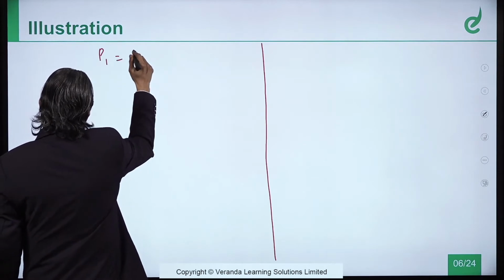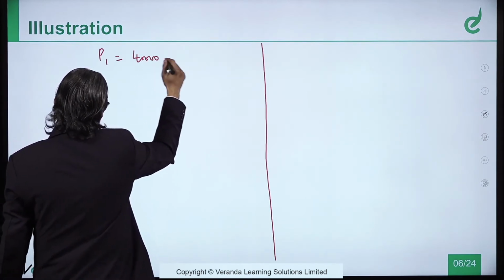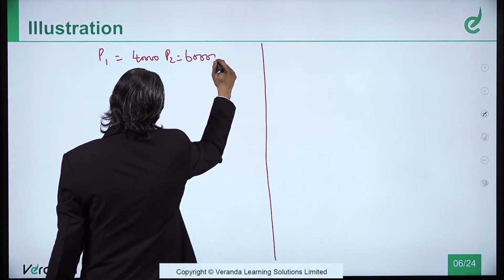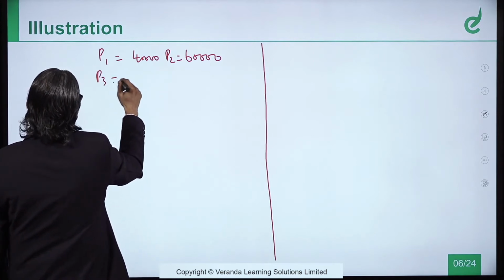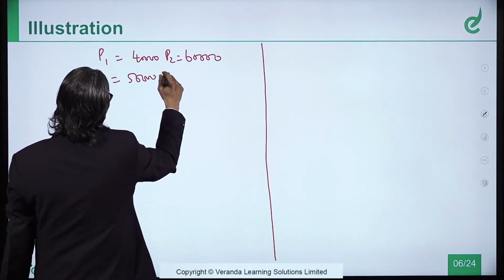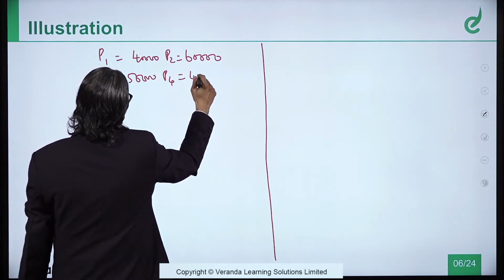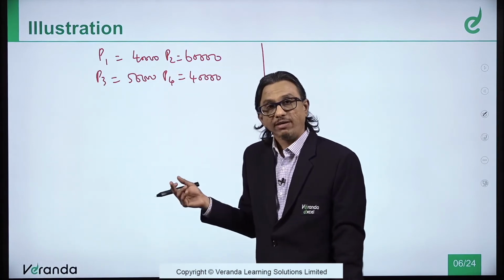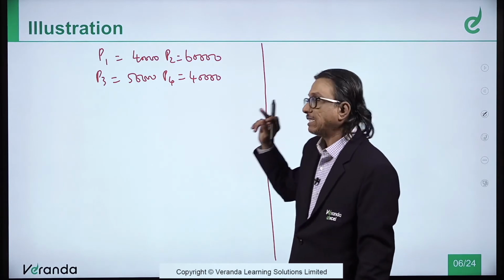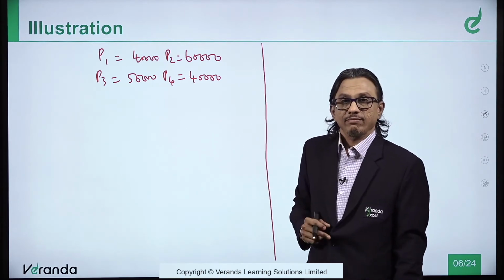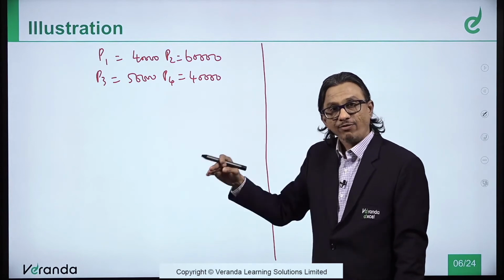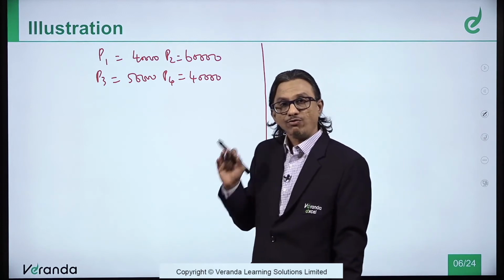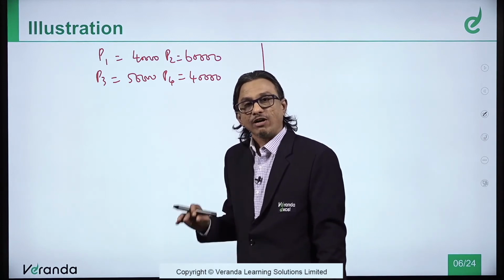Profit for first year 40,000, second year 60,000, third year 50,000, fourth year 40,000. You have to tell me whether we should follow simple average or weighted average. First year 40, then 60, again 50 and 40. So the profit keeps moving up and down. Therefore, we should follow the simple average method for valuing the goodwill.